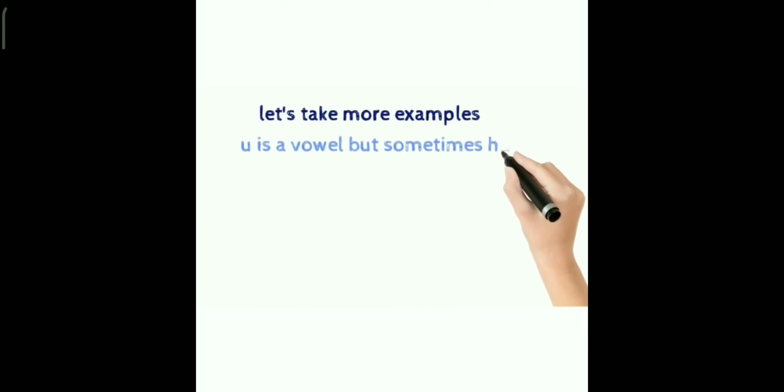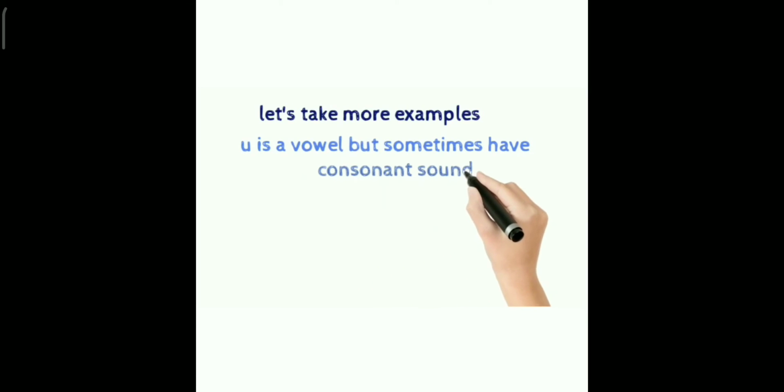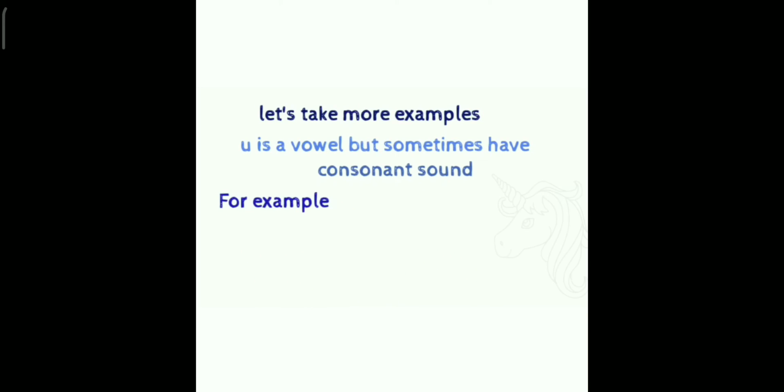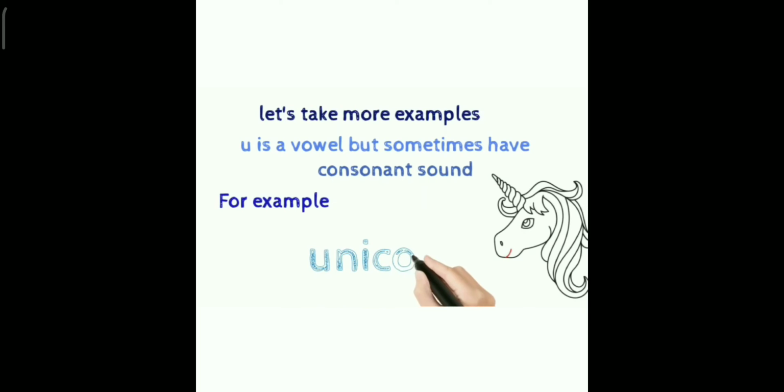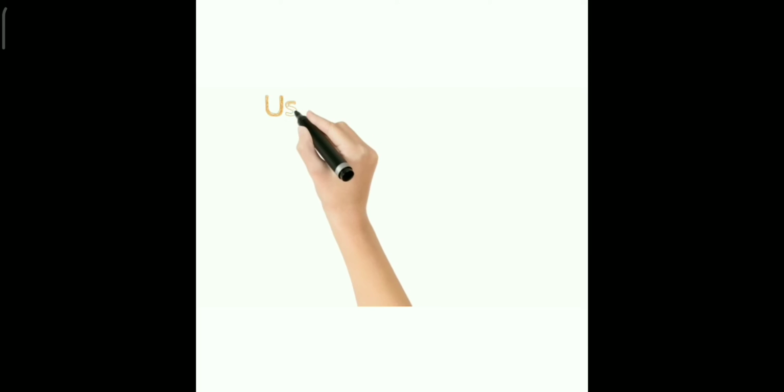Let's take more examples. U is a vowel, but sometimes it has a consonant sound. For example, unicorn. Yu is a consonant sound, so we will use a unicorn.